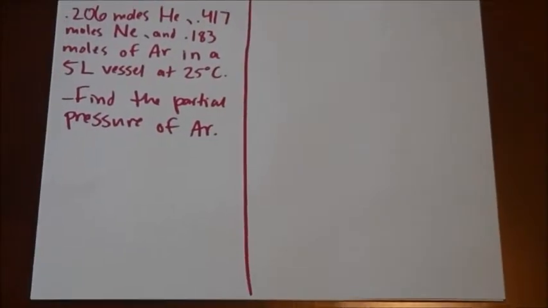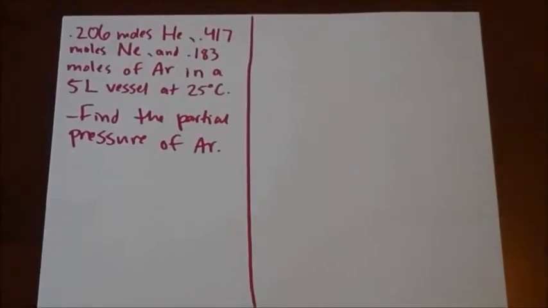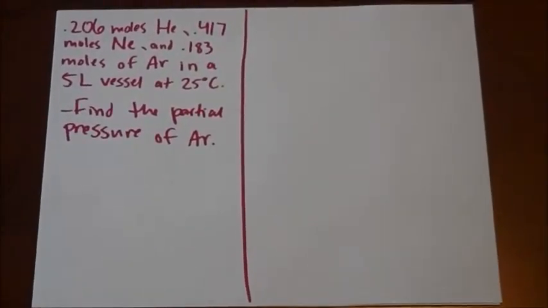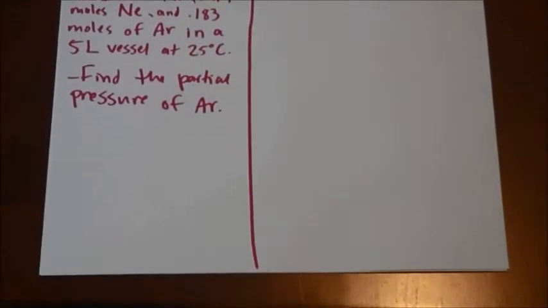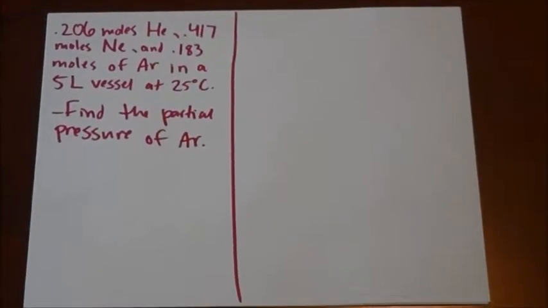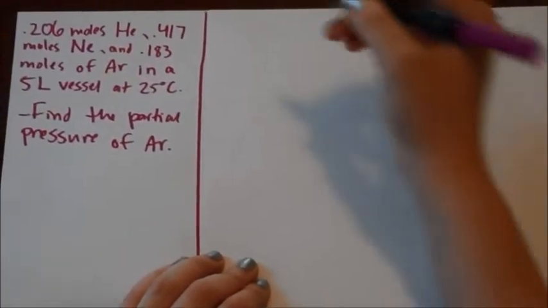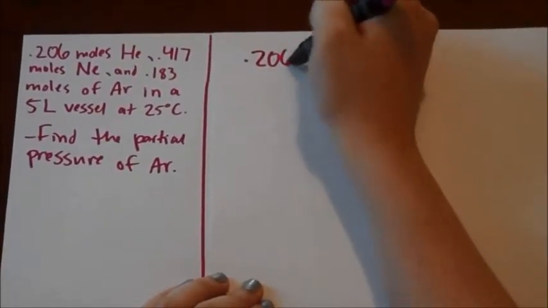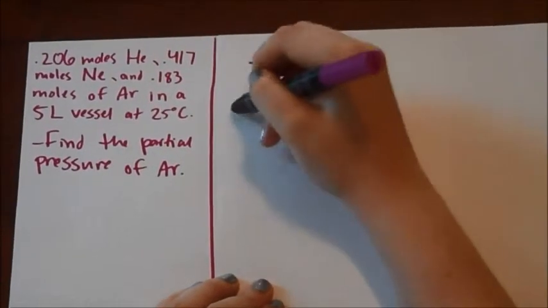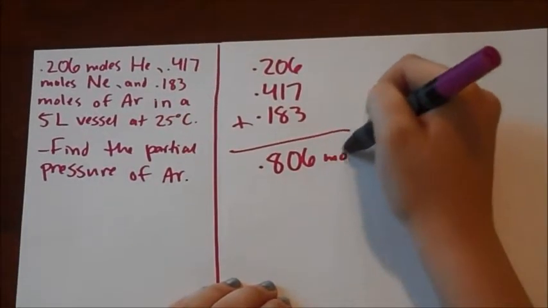Another example of partial pressures could be if you had 0.206 moles of helium, 0.417 moles of neon, and 0.183 moles of argon in a 5-liter vessel at 25 degrees Celsius, and you wanted to find the partial pressure of argon. First you have to find the total number of moles. So you take 0.206 plus 0.417 plus 0.183, and you end up getting 0.806 moles.